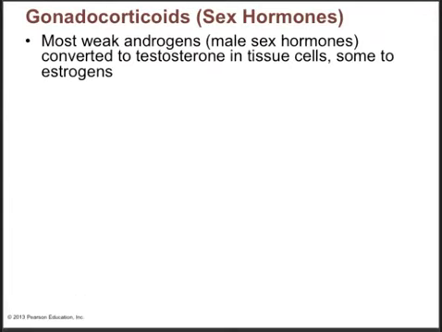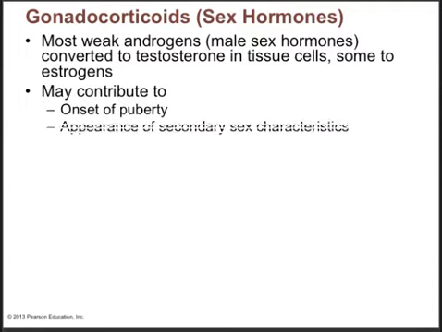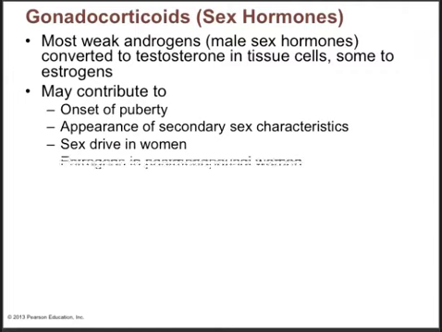Gonadotropins are the weakest androgens. They're converted to testosterone in tissue cells. Some are converted to estrogen. So this is one of the two areas of the body that secrete the sex hormones, testosterone being the primary male sex hormone, and estrogen and progesterone being the primary female sex hormones. They can contribute to the onset of puberty, the appearance of secondary sex characteristics, libido in women, and estrogens in postmenopausal women.